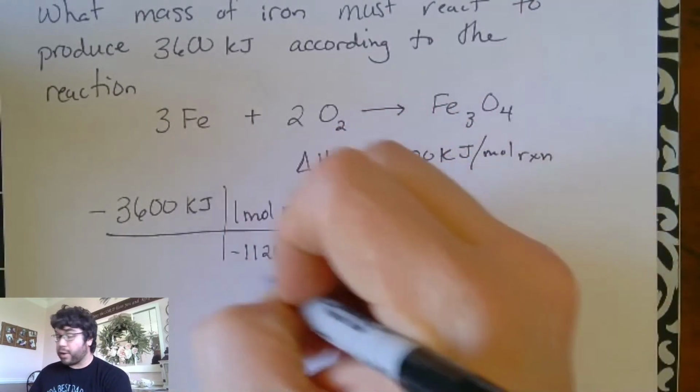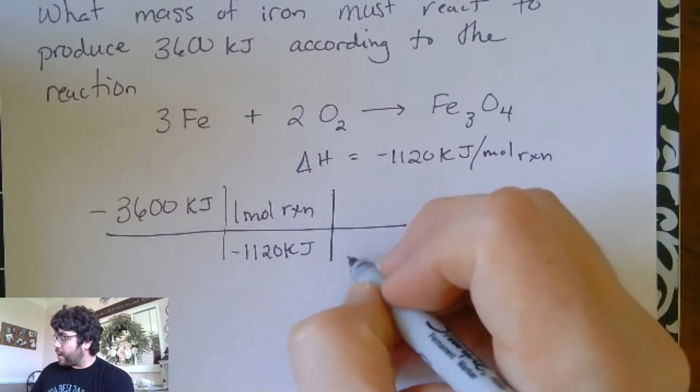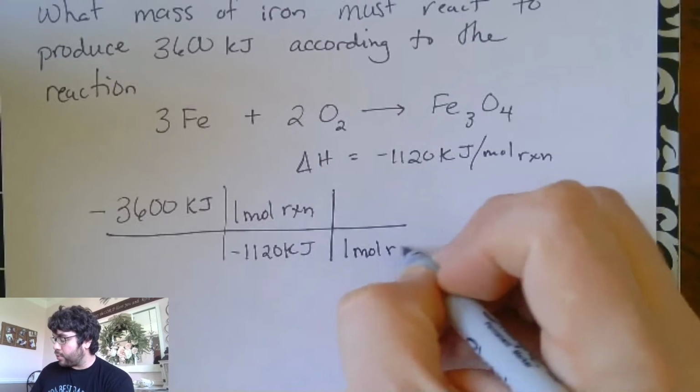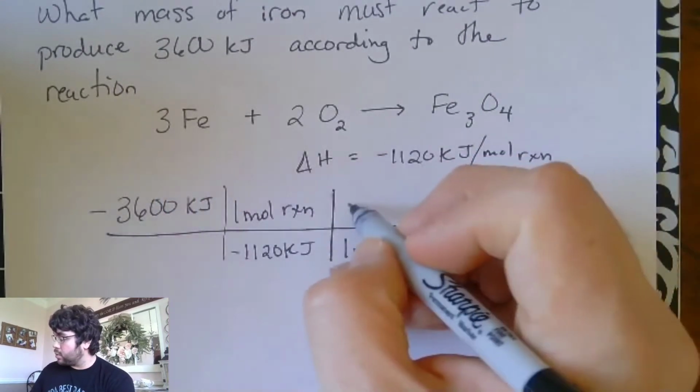Okay, that's going to get rid of our negative really fast. We're not going to have a negative number now. And then for every 1 mole of this reaction that happens, 3 moles of iron are used.